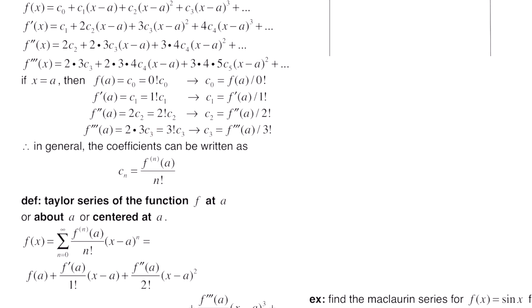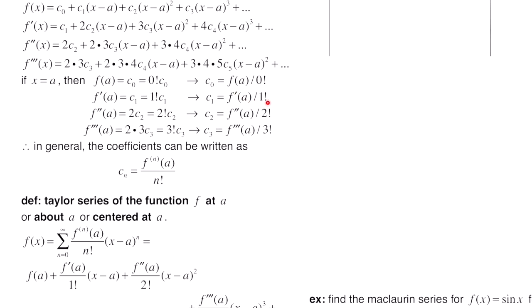This can be written as 0 factorial c sub 0. This we can write as 1 factorial c sub 1. Right here we can write this as 2 factorial c sub 2. And then we could think of this as 1 times 2 times 3, so that would be 3 factorial c sub 3. And then finally, if you think of this as f of a equals 0 factorial c sub 0, and if you isolate the c sub 0, you end up getting that c sub 0 equals f of a divided by 0 factorial.